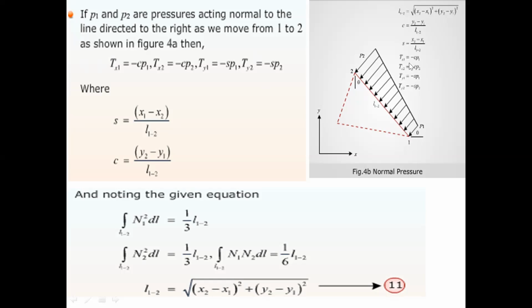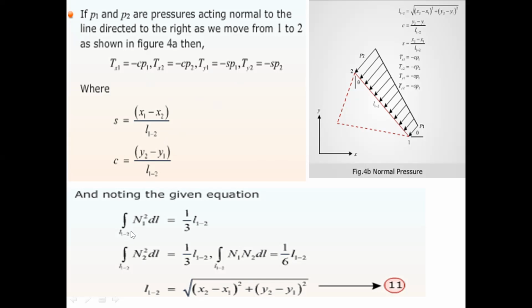Then Tx1 is P1 cos theta, Tx2 is P2 cos theta, Ty1 is P1 sin theta, and Ty2 is P2 sin theta. So you can use these sin theta and cos theta on the pressures, then you can get the corresponding loads which are acting in the x direction and y direction, because whatever normal load we have, we are resolving into xy components. These are given here again to explain.